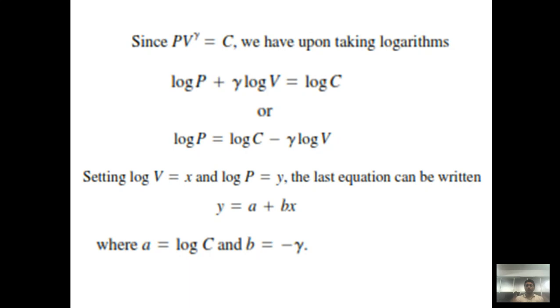Now to get a linear form we have to assume a suitable transformation. So first of all, assume log V is equal to small x. Remember, it depends on you. You may assume log of capital V is equal to small v. It doesn't matter. Here we assume log V is x, and log of capital P is equal to y.